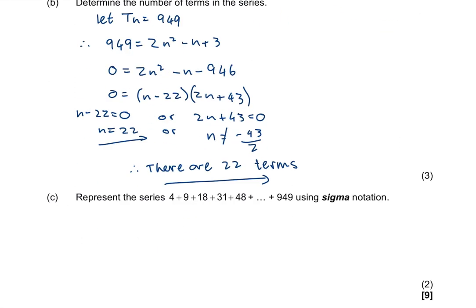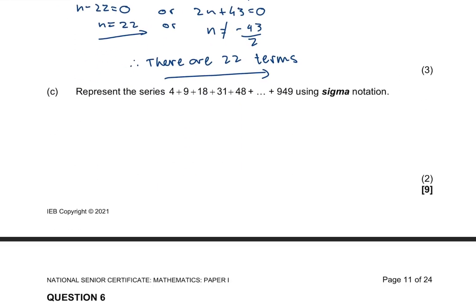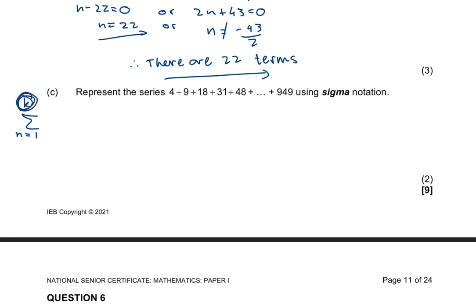Okay, so moving on to the last question of question 5, it asks us to represent the series that we've been working with using sigma notation. Sigma notation in general to represent a series will look something like this. We'll have our sigma, and we'll have our index, n is equal to 1, up to some number, let's call that k, which should be the number of terms in your series, and then we have the general term. So we need to express that.